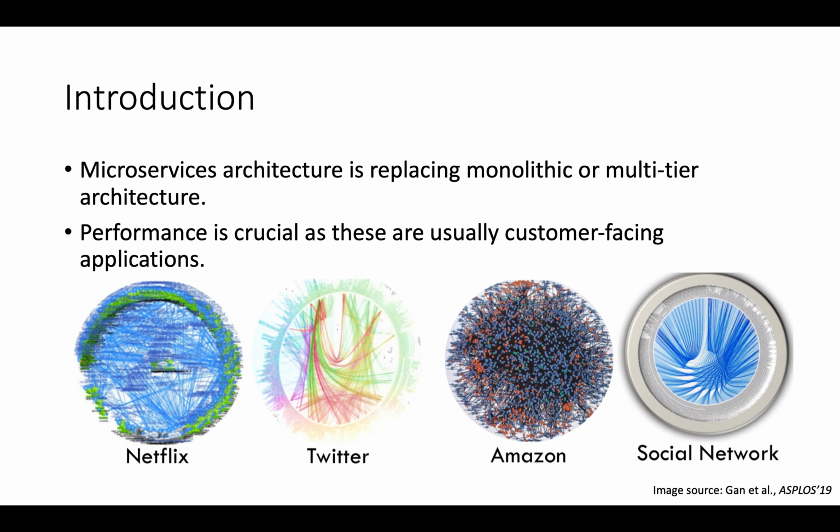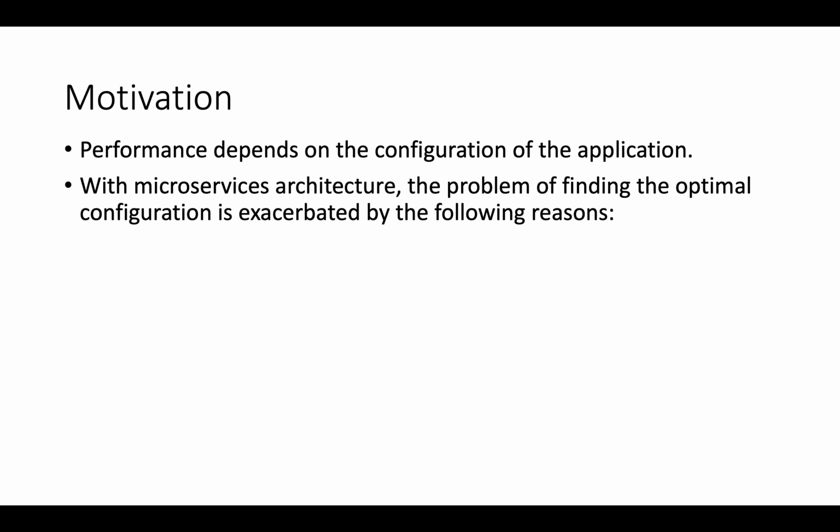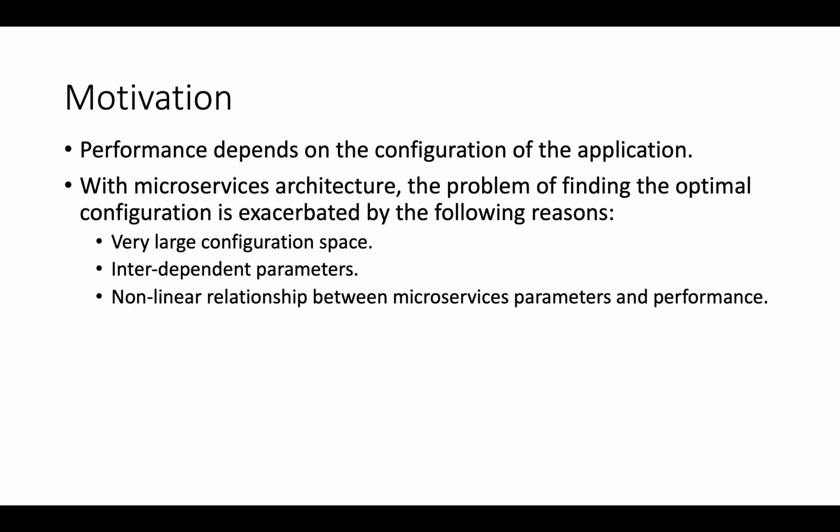Performance in these applications is crucial as these are usually customer-facing applications. However, performance depends on the configuration of the application, which makes finding the optimal configuration a very important problem. But with microservices architecture, the problem of finding the optimal configuration is made difficult by the following reasons. Very large configuration space. There are so many microservices involved, and each of them have so many parameters that the configuration space is very large.